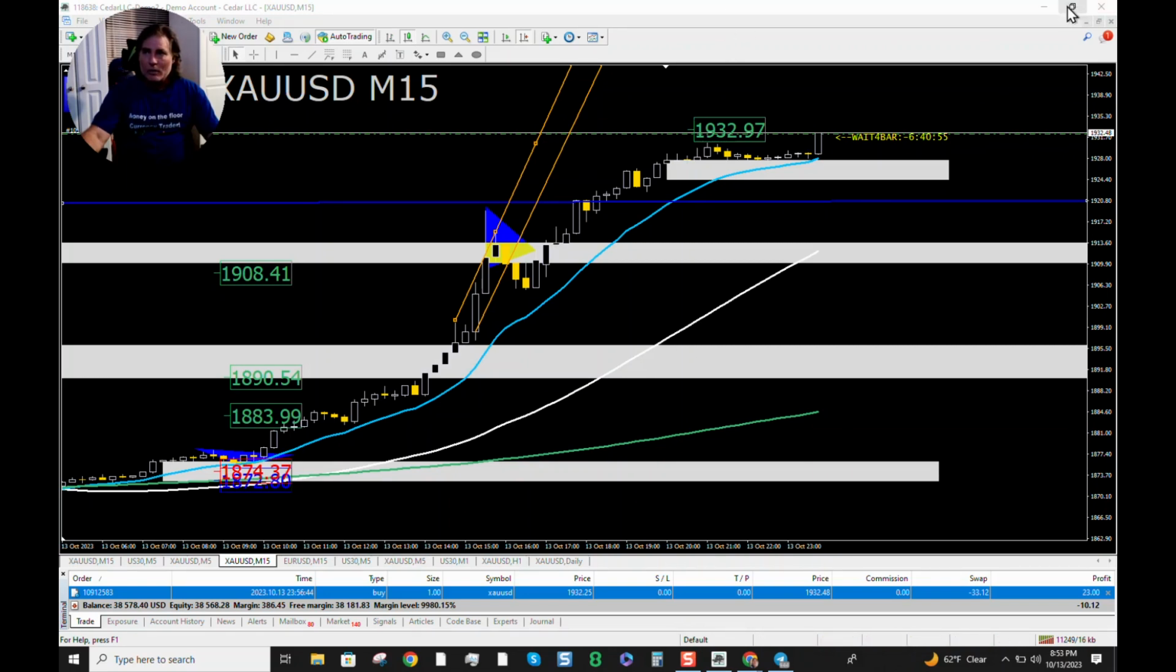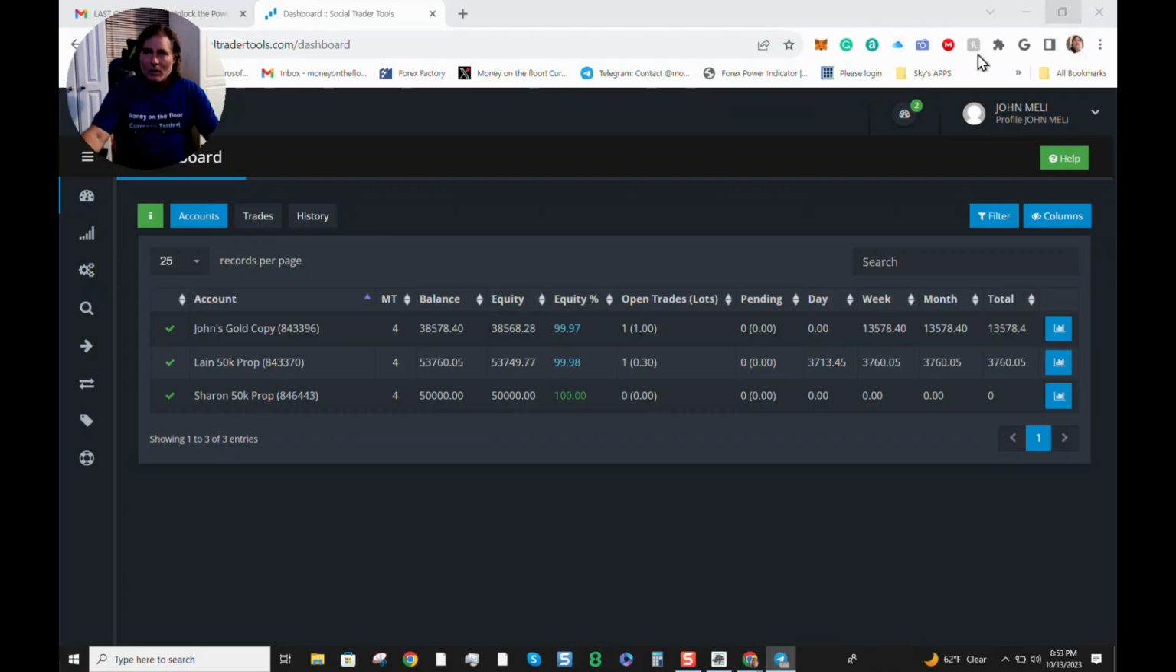Let me show you that real quick. Let's see, let me make that go away. Here's my trade copier. I think I'm only doing one prop firm right now, and I have another one ready to go already.